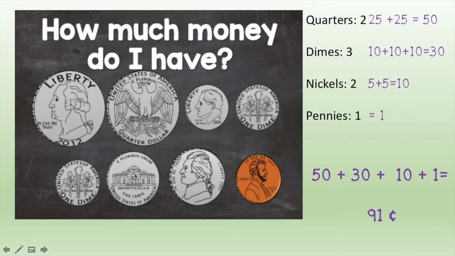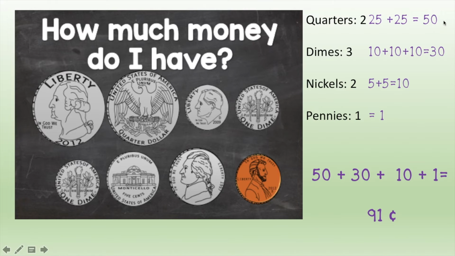Following this, I see 2 nickels. Now, it's kind of confusing since they are showing both the front and back of these coins, but because we learned about the size of the objects, I know that a nickel is a little bit larger than a dime, so this would be the nickel. 2 nickels, 5 plus 5 equals 10. Pennies, we have 1 penny, so that's 1 cent.